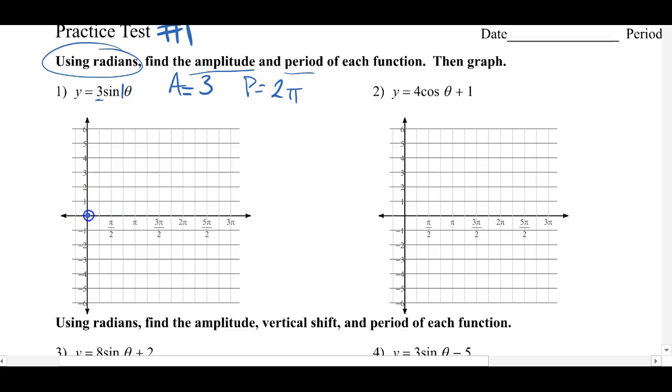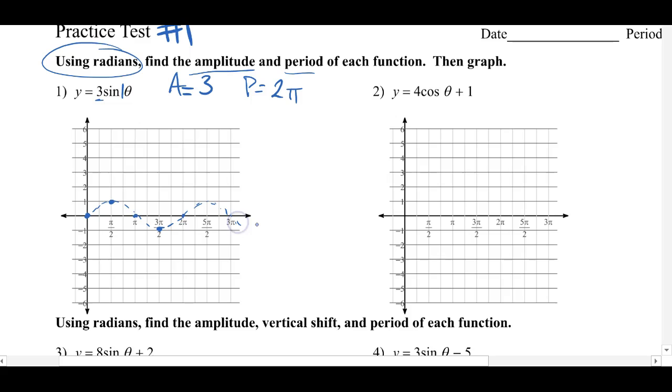Okay, so we're going to start right here at the origin. Then sine goes up. At pi over 2, it goes up to 1. Then it comes back down to the middle. Then it goes down below, at 3 pi over 2, down to -1, and then comes back up to the middle again. Okay, so the regular sine graph looks like this. Okay, and it keeps repeating itself over and over again.